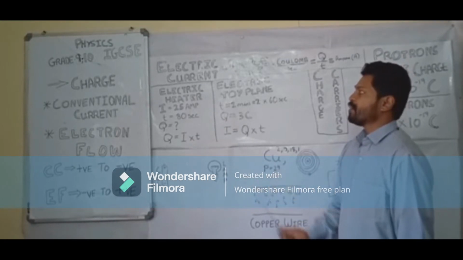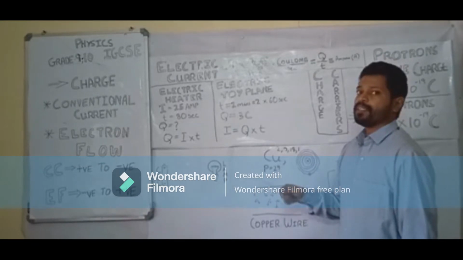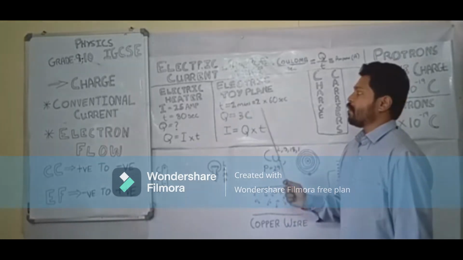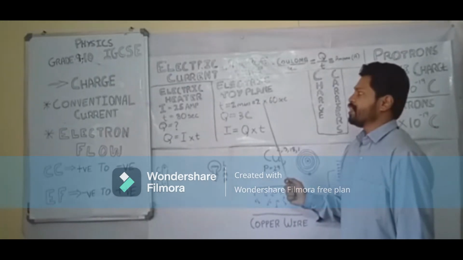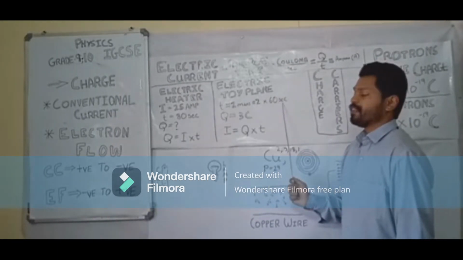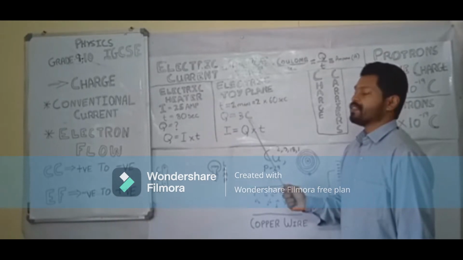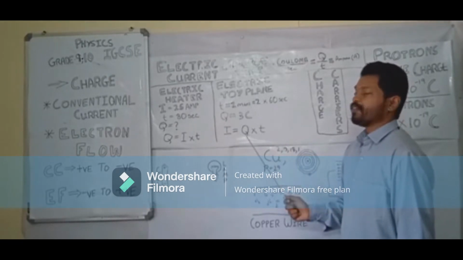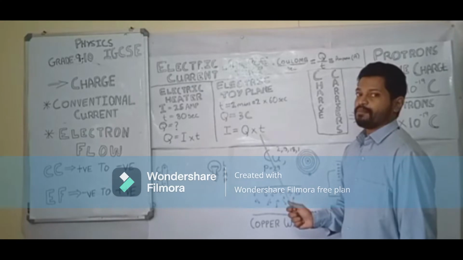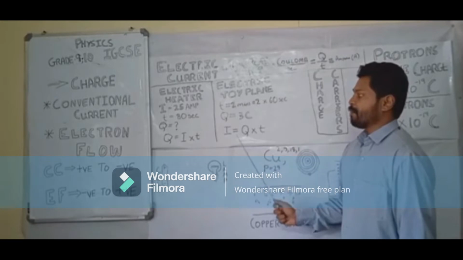And a second example we can take: a toy plane flies and completes a lap in 2 minutes. So 2 × 60 seconds is the time. Q is equal to 3 C, which means 3 coulombs. So if you use this formula, I is equal to Q divided by the time, you can calculate the current flowing through this plane.